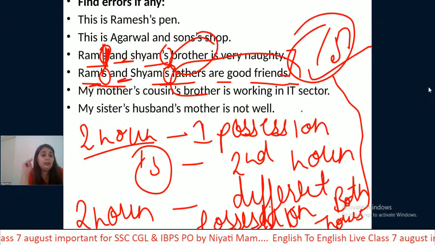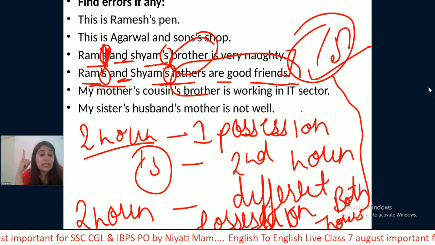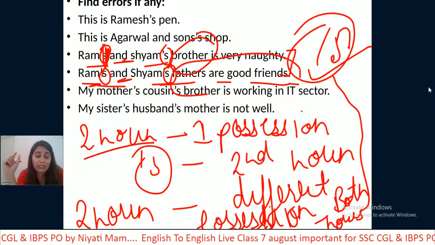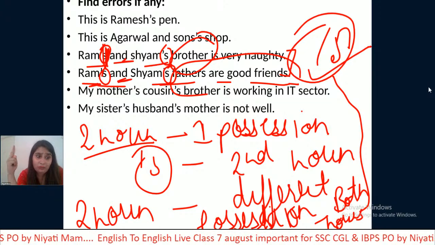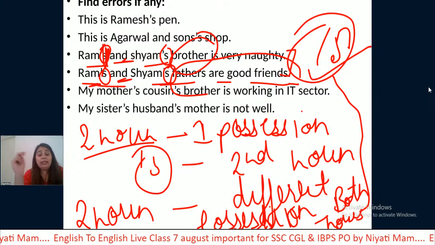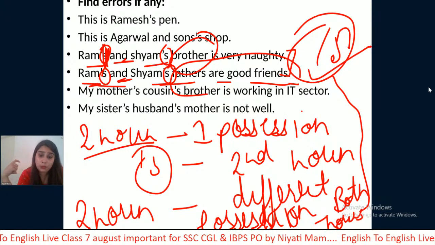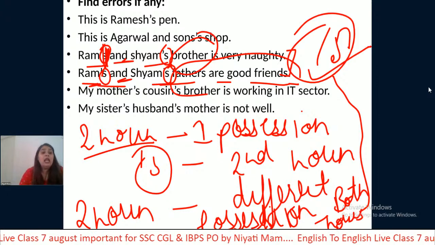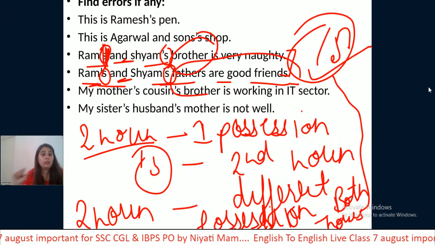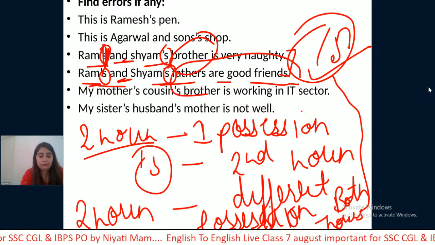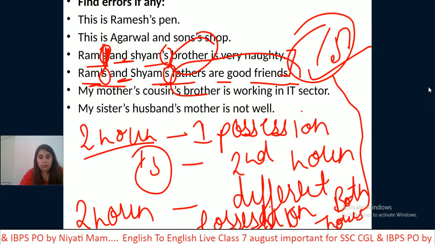I am repeating it. If there are two nouns and there is a single possession, then write the apostrophe s only with the latter noun. Latter noun means with the second noun. And the other rule says if there are two nouns and both the nouns have different possessions, then in that case, apostrophe s will be used with both the nouns. Is that clear to everyone? Okay.